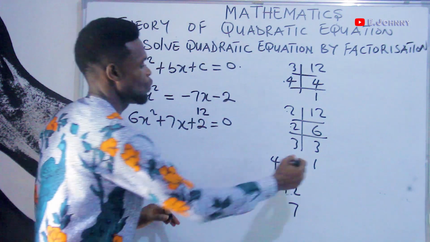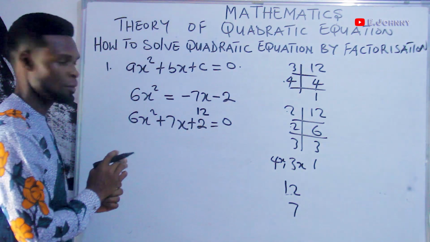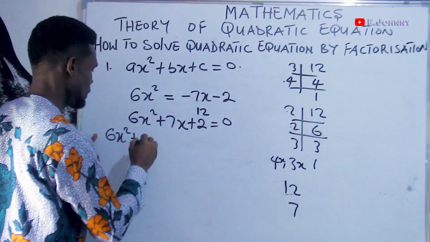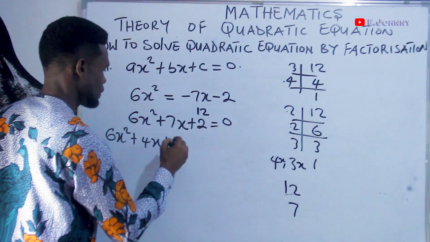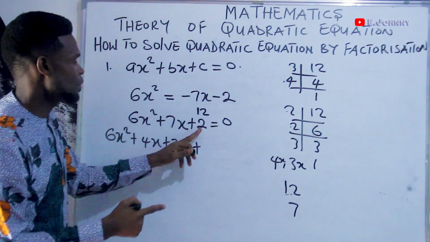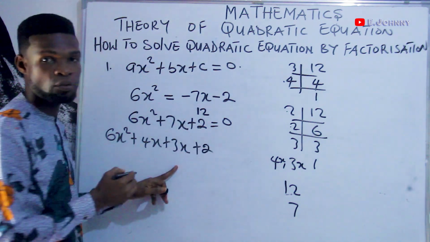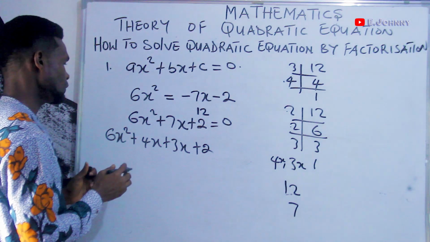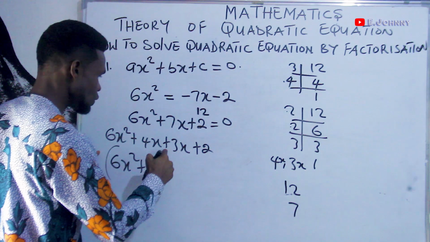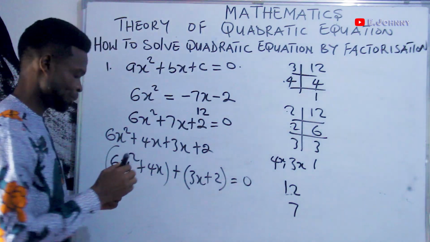Don't forget the rule. You attach x to the numbers, then substitute them in the place of 7x. So you have 6x squared plus 4x plus 3x plus 12, plus 2. Remember, you multiply this with this to get 12. But in the normal sense, you allow this 2 to be there, plus 2. Okay? Now let's group it in twos. 6x squared plus 4x plus 3x plus 2 equals to 0.